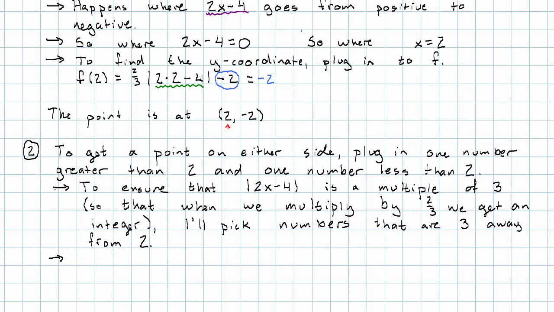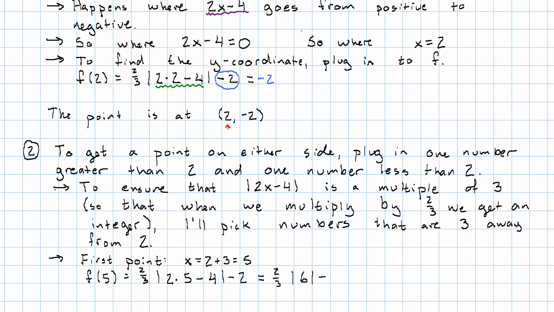So my first point, I'm going to take x is 2 plus 3 is 5. So then f of 5 is 2/3 times the absolute value of 2 times 5 minus 4. That'll be 2/3 times the absolute value, 10 minus 4 is 6, minus 2. Absolute value of 6 is 6. Multiplying that by 2/3 gives me 4. So I'll have 4 minus 2 is 2. My first point is x is 5, y is 2.